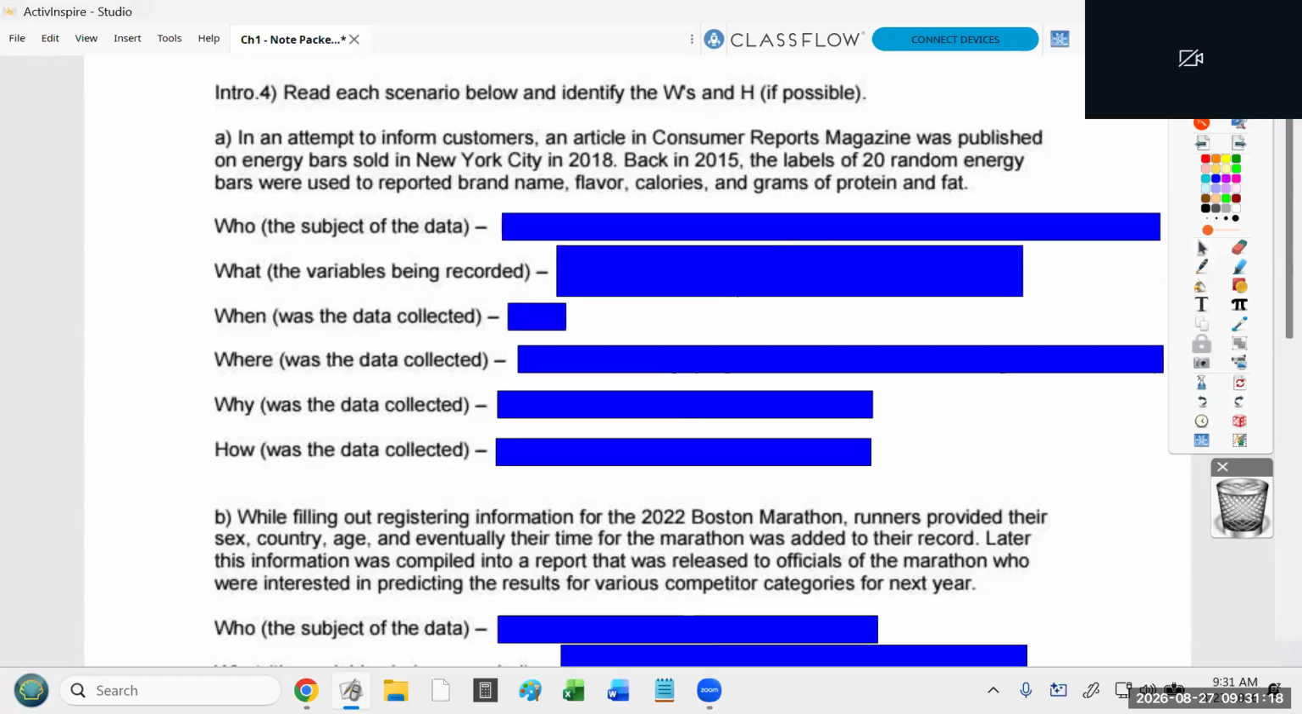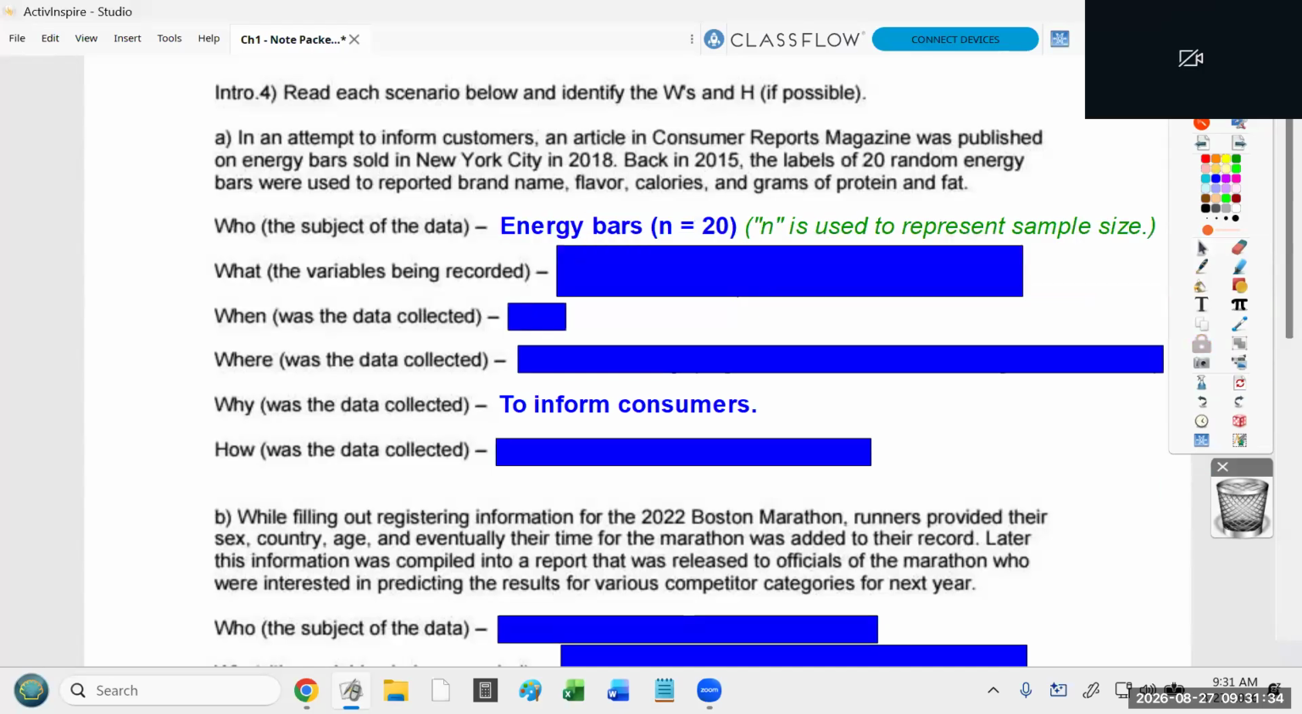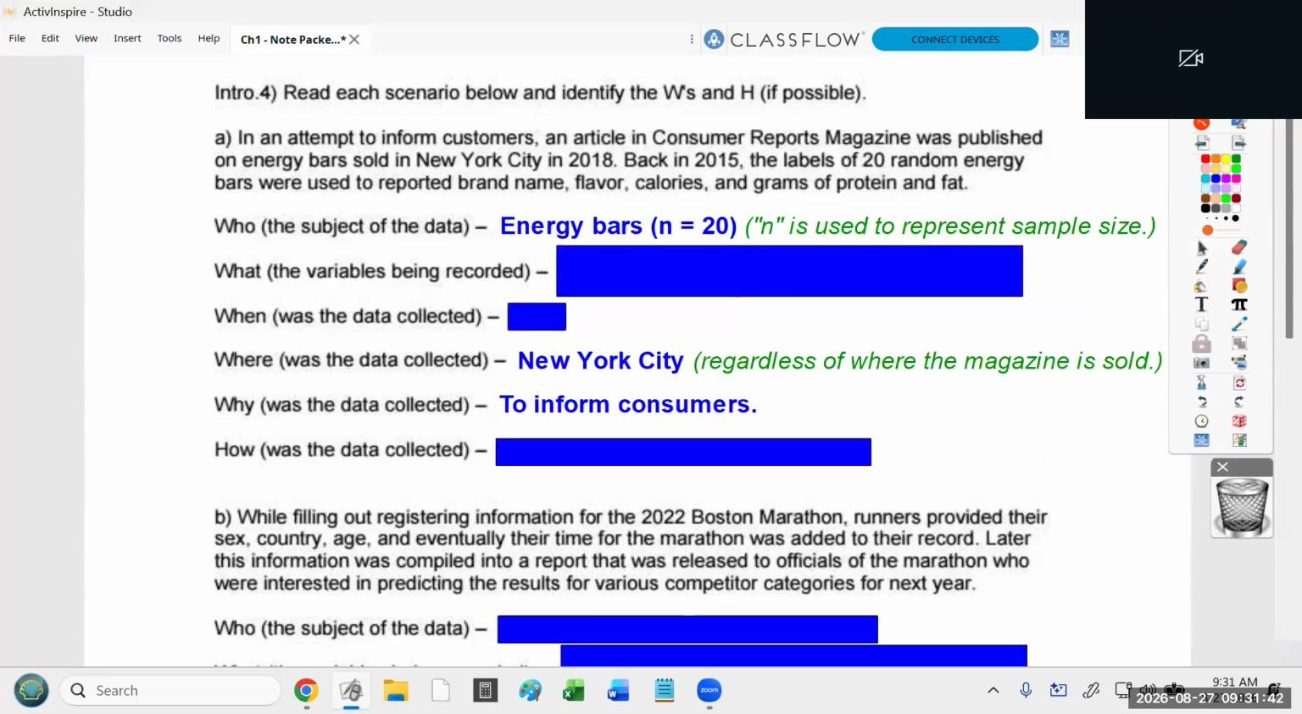All right, in an attempt to inform customers, I know the why. Whatever's happening here, it's because they're trying to inform customers. An article in Consumer Reports magazine was published on energy bars. That's the who. So we're about to be presented with data collected on energy bars. The 20 comes in later, but I'll keep reading. Sold in New York City. That's the where.